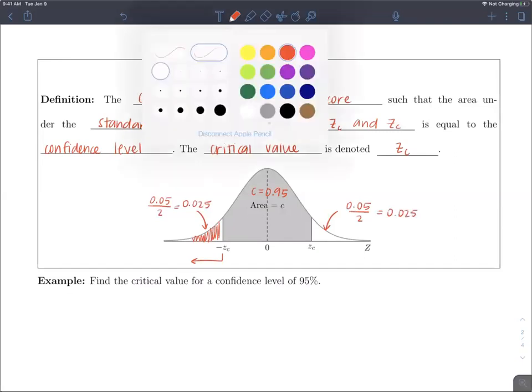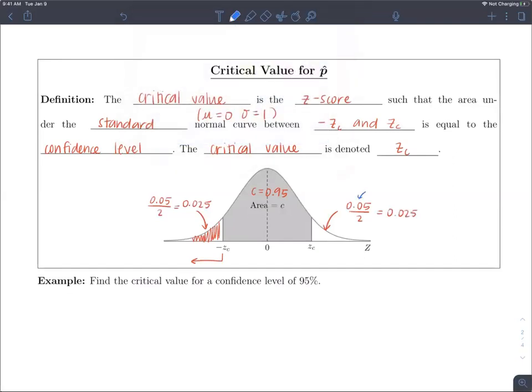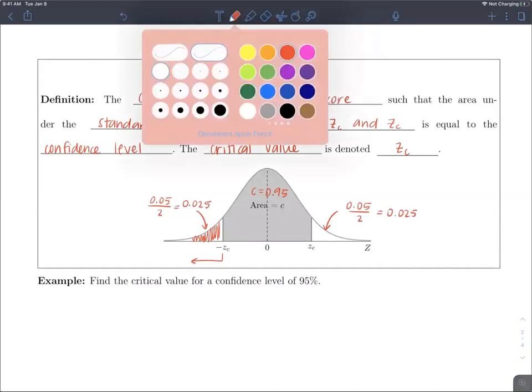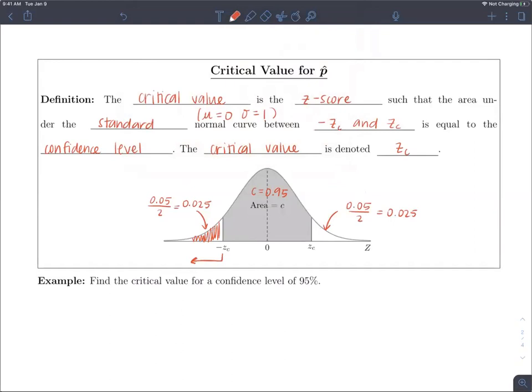0.025. And so this 0.05 came from the fact that this plus this would be 0.05, right? And so then you have to divide it by 2 because you're just going to split it in half. So to find this value right here, if I know that this is 0.025, then what function in my calculator can I use to figure out the z-score?